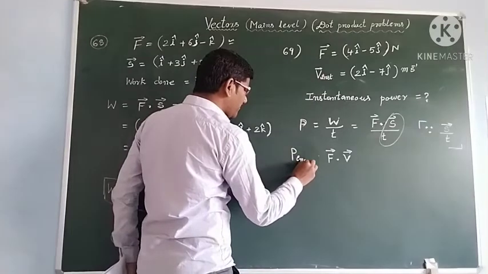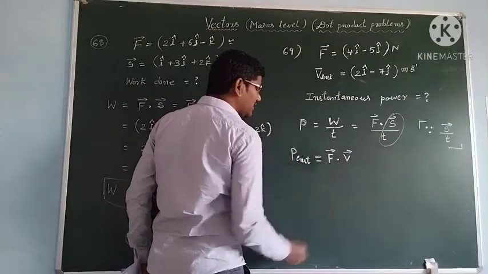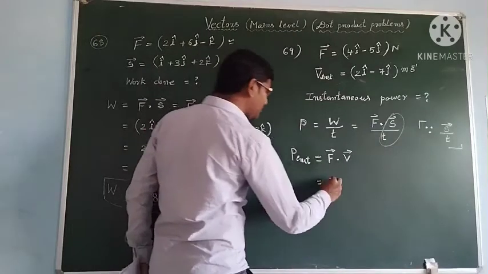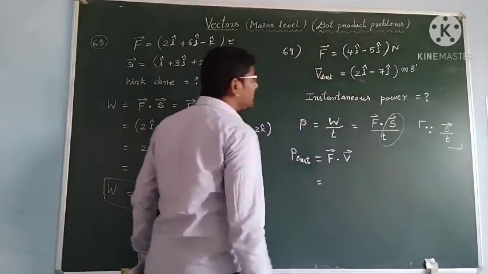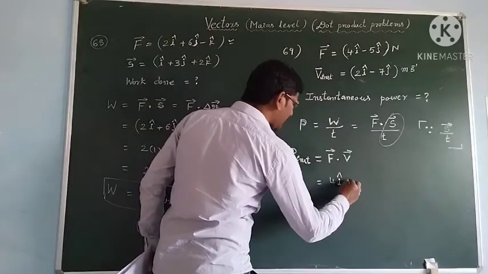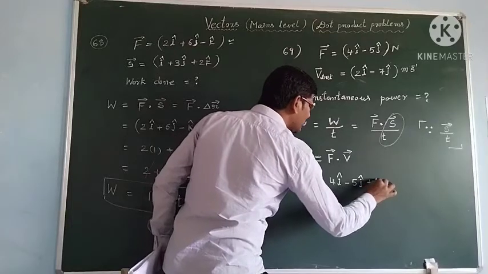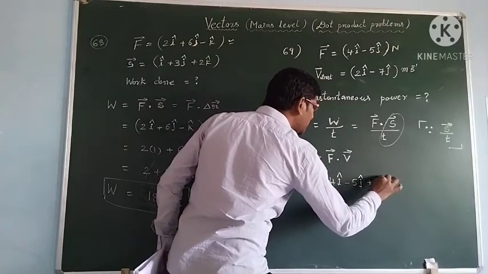So instantaneous power you will get as F bar dot V bar. Here, you see students, the F bar value is 4 into i cap minus 5j cap plus 0 into k cap.